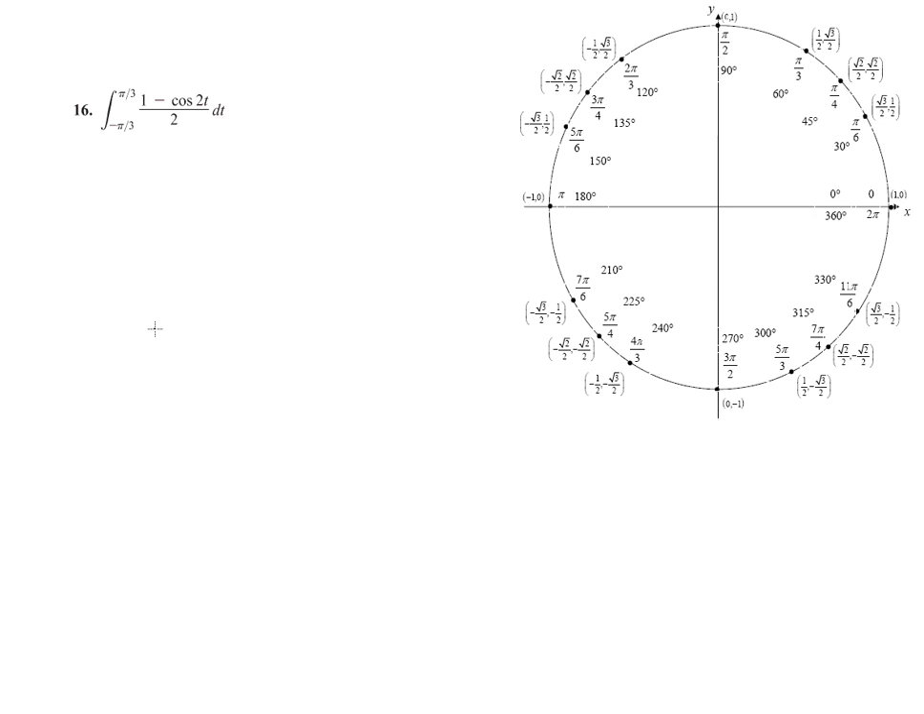This is problem number 16 out of Thomas's Calculus, section 5.4. We have the definite integral from negative pi over 3 to pi over 3 of (1 minus the cosine of 2t) over 2 dt. So the first thing I'm going to do is break this up into 1/2 minus 1/2 times the cosine of 2t before I integrate it. Just makes it a little easier.